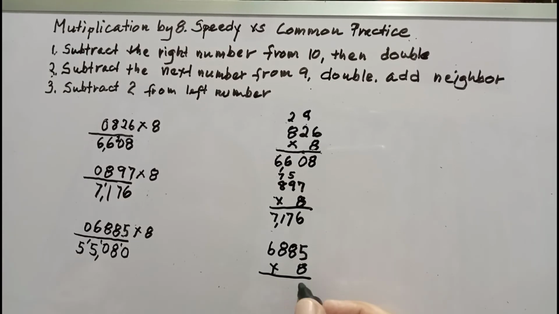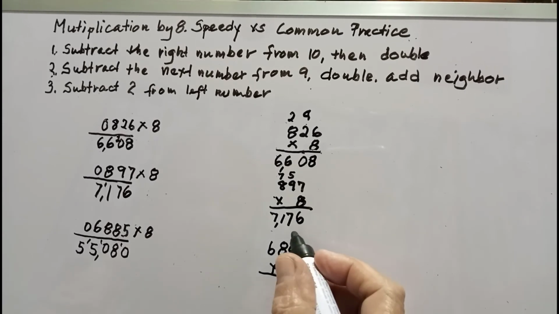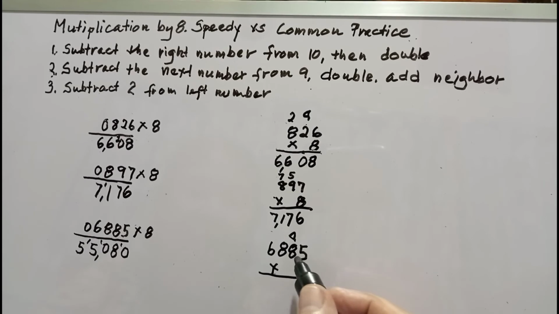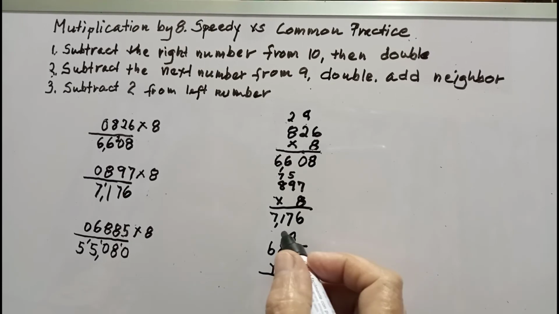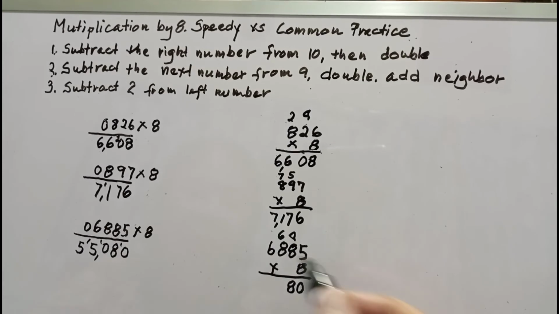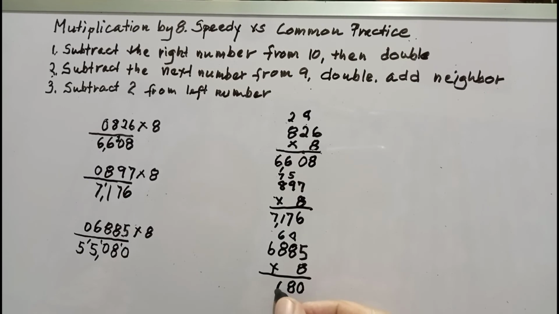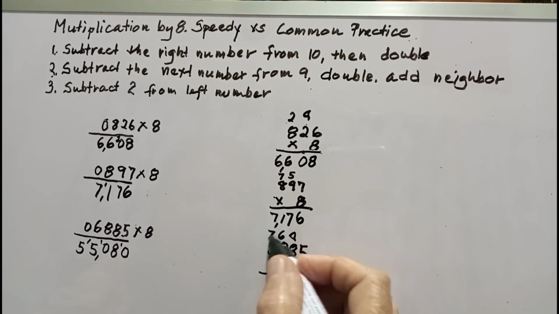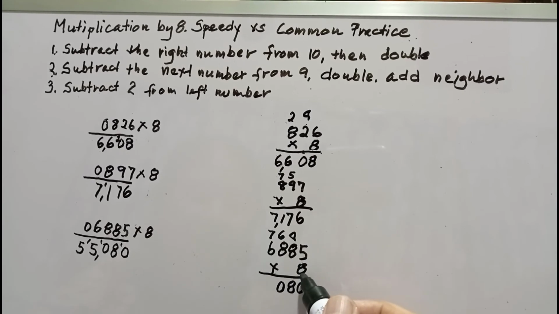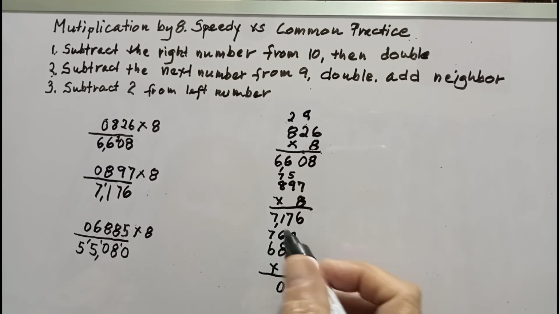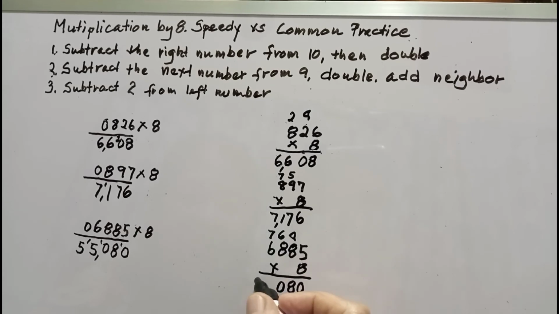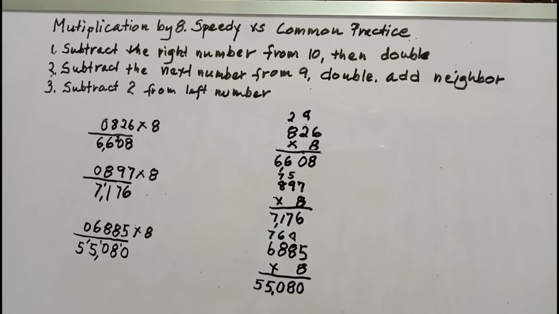5 times 8, of course, it is 40. Carry 4. Then 8 times 8 is 64. And then plus 4, that would be 68. Carry 6. And then 8 times 8 equals 64. Plus 6 equals 70. Carry 7. Then 6 times 8 equals 48. 48 plus 7, that would be 55. So the answer is 55,080.